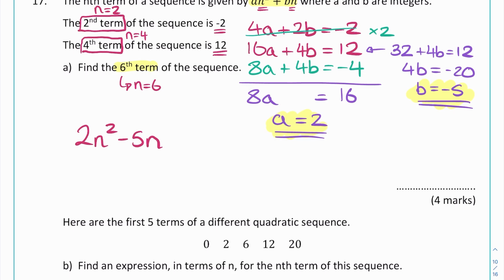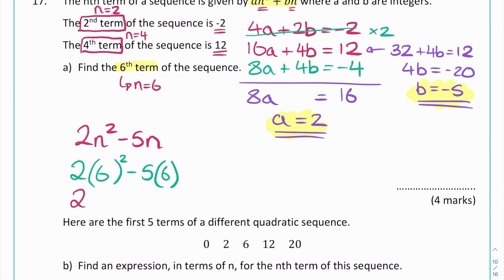So to find the sixth term for our final step, we'd want to just substitute 6 into that equation. So we'd have 2 lots of 6 squared, take away 5 lots of 6. Now to be fair, I'll probably put that squared on the outside. Doesn't actually make any difference to our calculation. But there we go. That's what I need to work out.